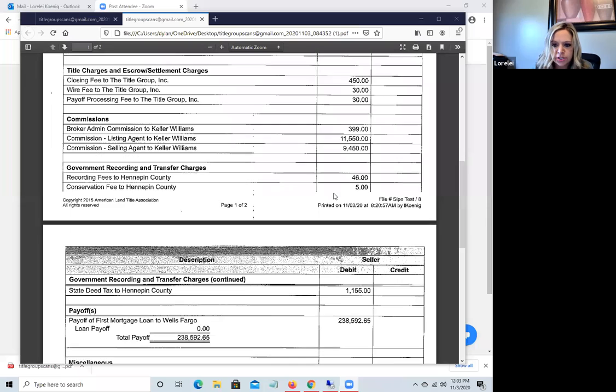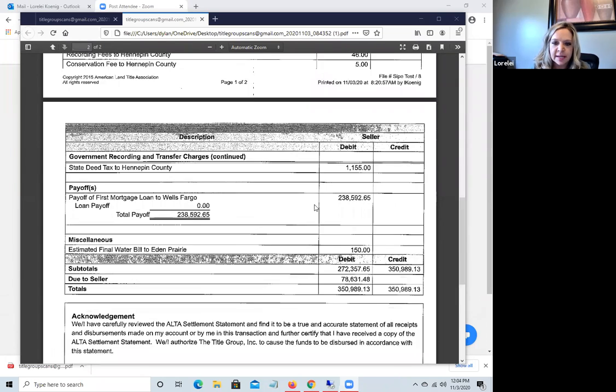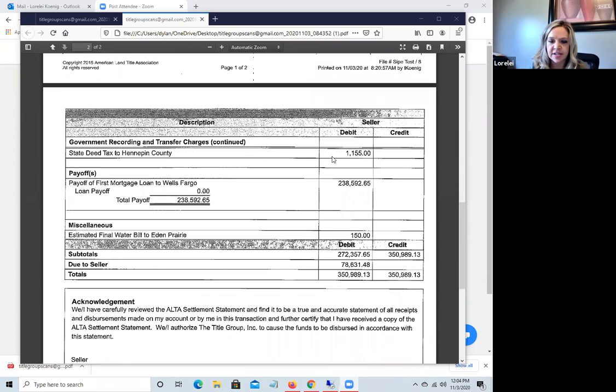Down below, you're going to see recording charges, which in this scenario, the seller has one document we're recording. It's $46 per document. Then there's a conservation fee for all of the metro counties. It would be any of the 9 metro counties, and they also add in a few. Rule of thumb is if the county starts with a W, there's a conservation fee. And then on the second page, we've got deed tax to the county. I get questions on this a lot from the seller.